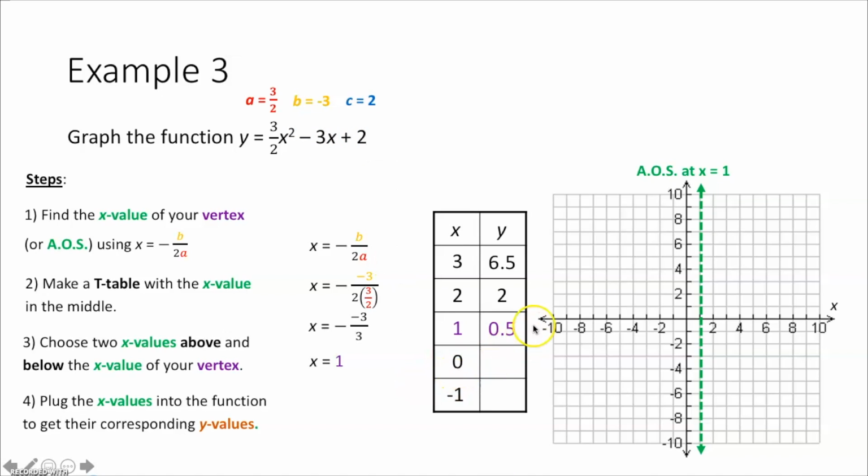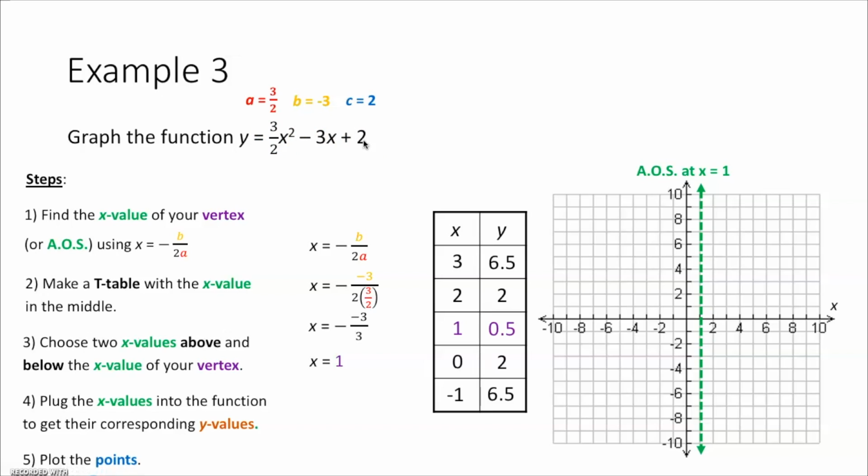Then I plug in 0. Remember, since these are the same distance from x equals 1, these should match. So this should be 2, this should be 6.5. Let's check. If I plug in 0 here, 0 squared is 0, times 3/2 is 0. Minus 3 times 0, still 0. Plus 2, that's 2. And I plug in negative 1. Negative 1 squared is positive 1, times 3/2 is 3/2, which I can rewrite as 1.5. Then over here, minus 3 times negative 1, so that's going to be plus 3. So 1.5 plus 3, that's 4.5, plus 2, 6.5.